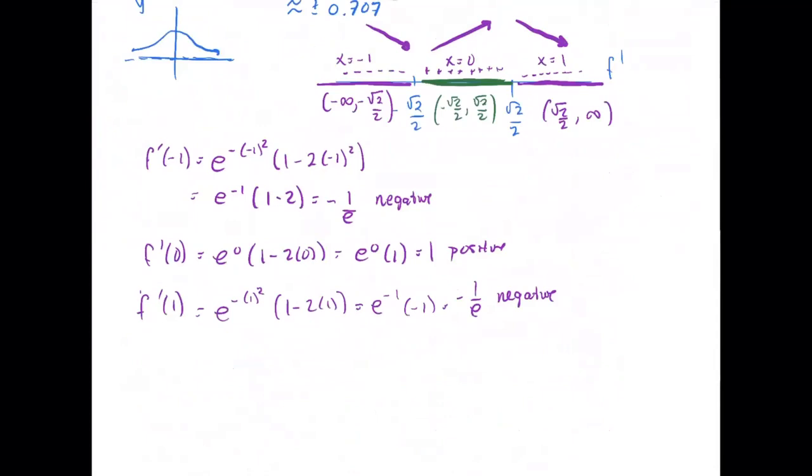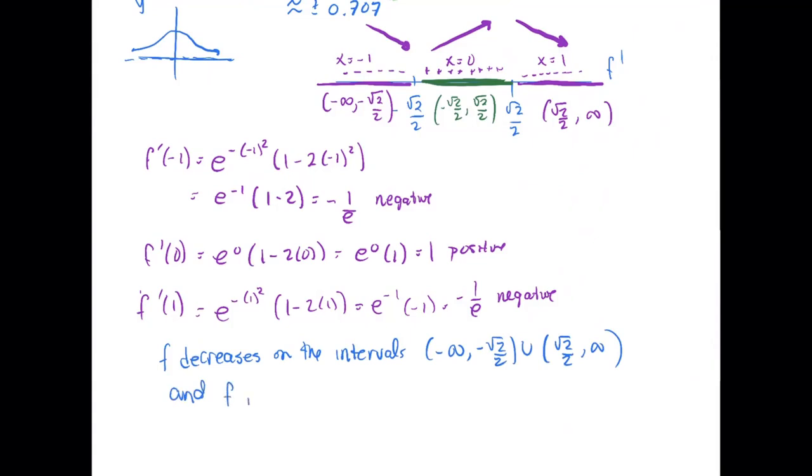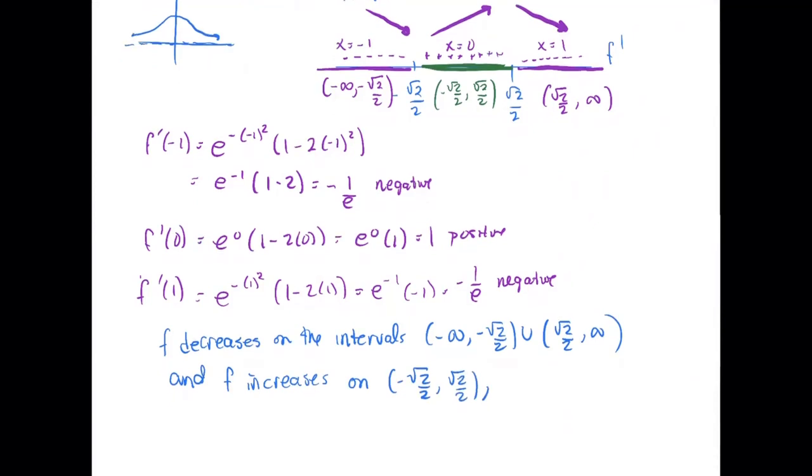F, okay. F increases on the interval or intervals negative infinity to negative radical 2 over 2 and radical 2 over 2 to infinity. Nope, that's decreases. Sorry, let me change that to decreases. And F increases on negative radical 2 over 2 to radical 2 over 2. Okay. And then I'm going to go ahead and just answer the full question.